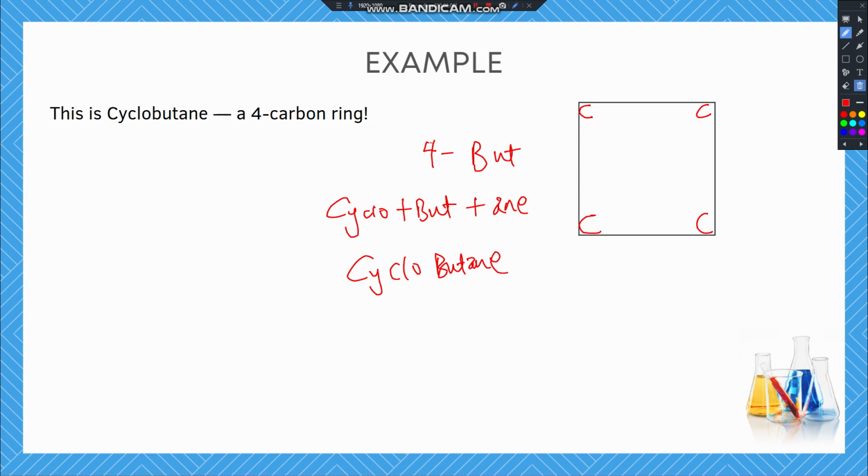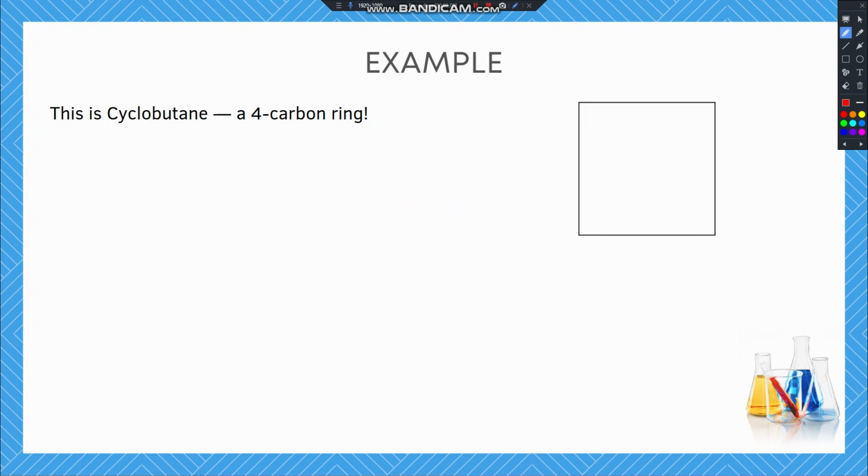Now let me do a quick trick. If I came to this point and then I attached a functional group, a hydroxyl functional group, this name will change. Why? Because we now have an alcohol functional group. An alcohol functional group uses the suffix OL.